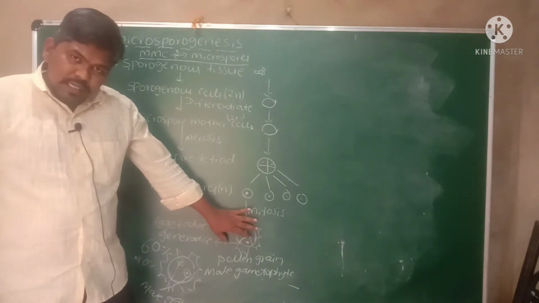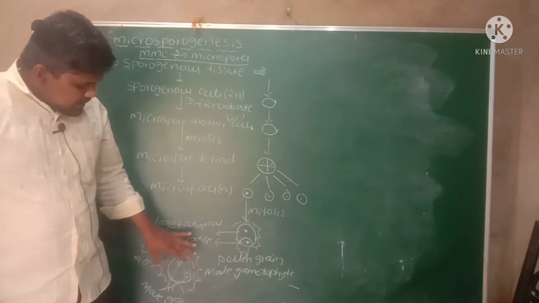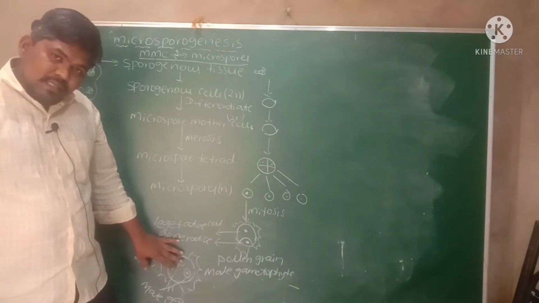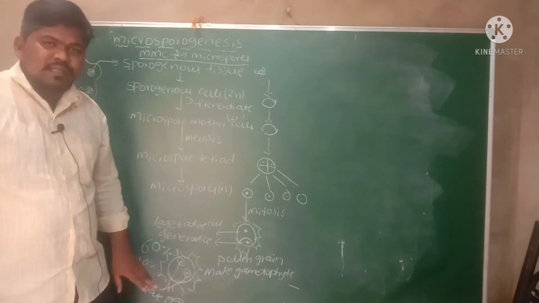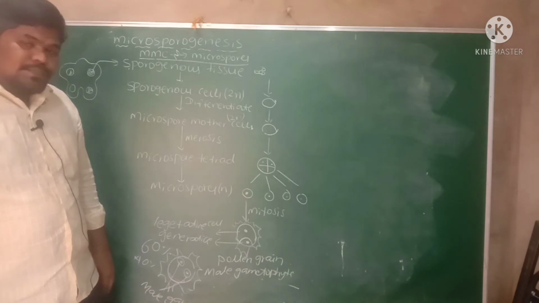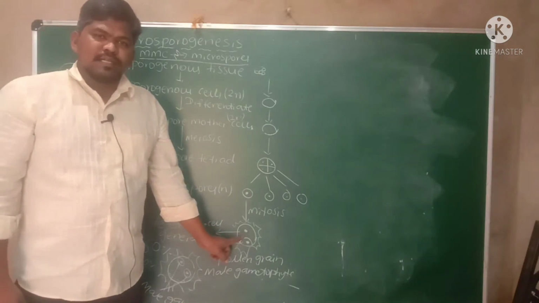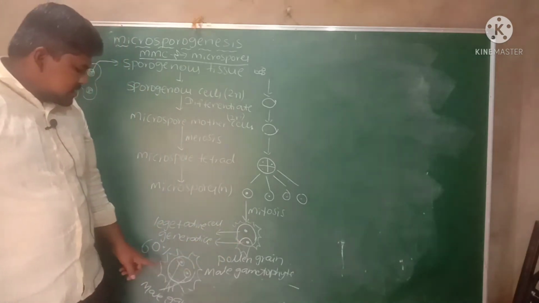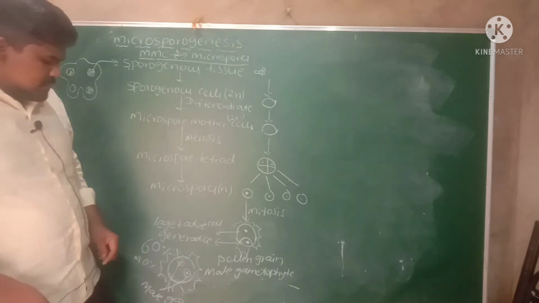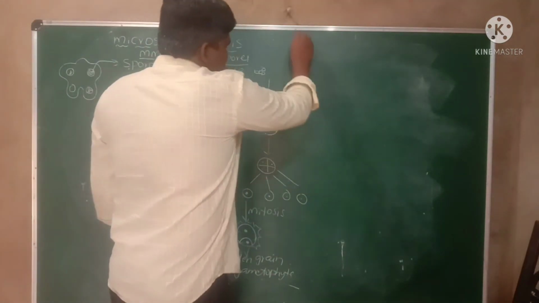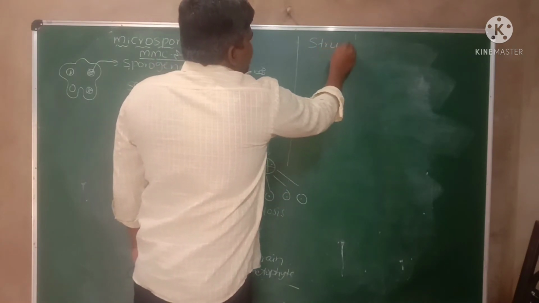A 2 cell stage pollen grain contains only 2 cells, the vegetative cell and the generative cell. A 3 cell stage pollen grain contains 3 cells, that is 2 male gametes and 1 vegetative cell. In 60% of plants, pollen grain is released at the 2 cell stage. In the remaining 40% of plants, pollen grain is released at the 3 celled stage. Then after completion of this, we should discuss the structure of pollen grain.